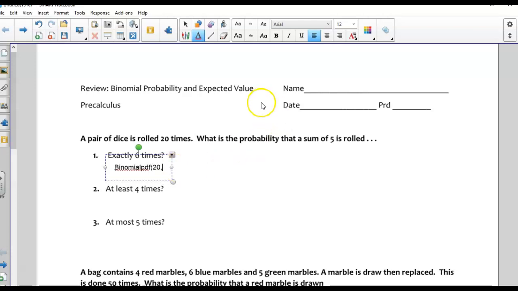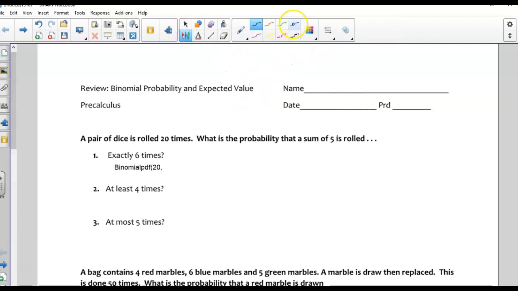To figure out our probability, we're rolling a 5. How many different ways can you roll 5 with a pair of dice? You have 2 dice, dice 1 and dice 2. We can go 4-1, we can also go 1-4, we can go 2-3, and we can also go 3-2. So we came up with 4 ways to make 5. Those are the only 4 ways to get a sum of 5.